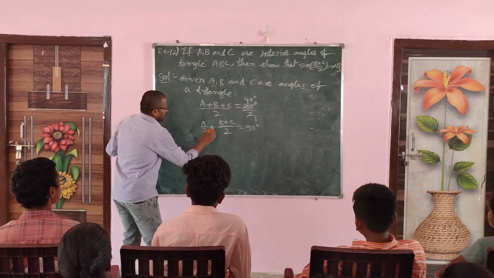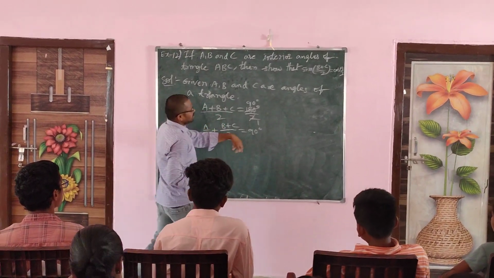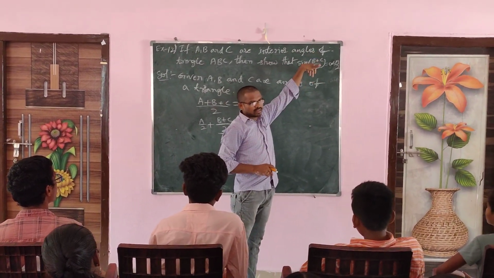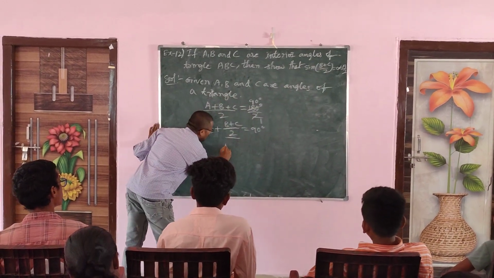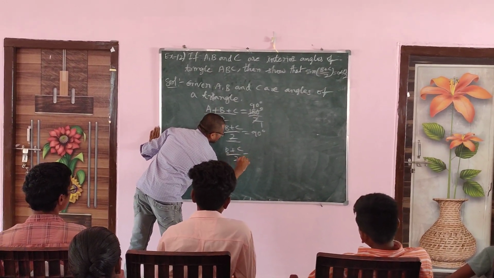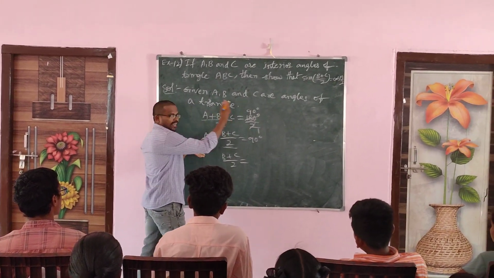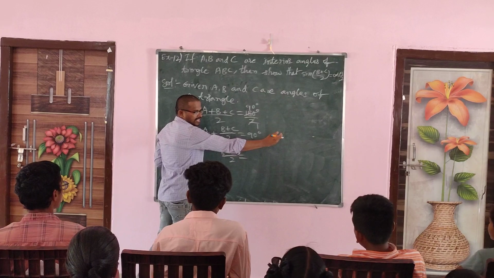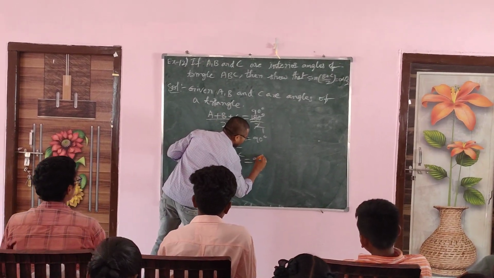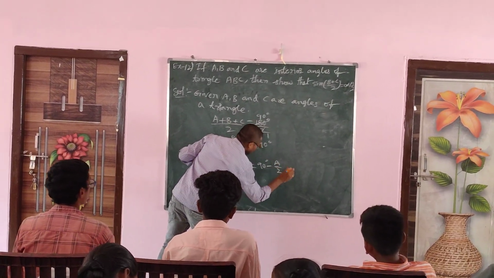So we need only this B plus C by 2 here. There is B plus C by 2. So now B plus C by 2 is equal to 90 degrees minus A by 2, if you send A by 2 to the right side. So 90 degrees minus A by 2.